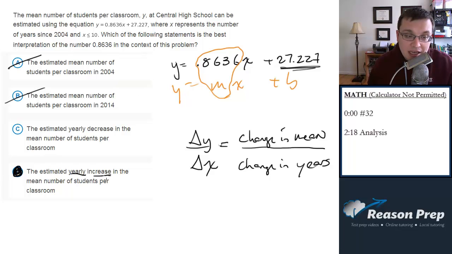Notice it's the yearly increase. So it's the change per year in this quantity, and it's not a decrease. So we can go with choice D.